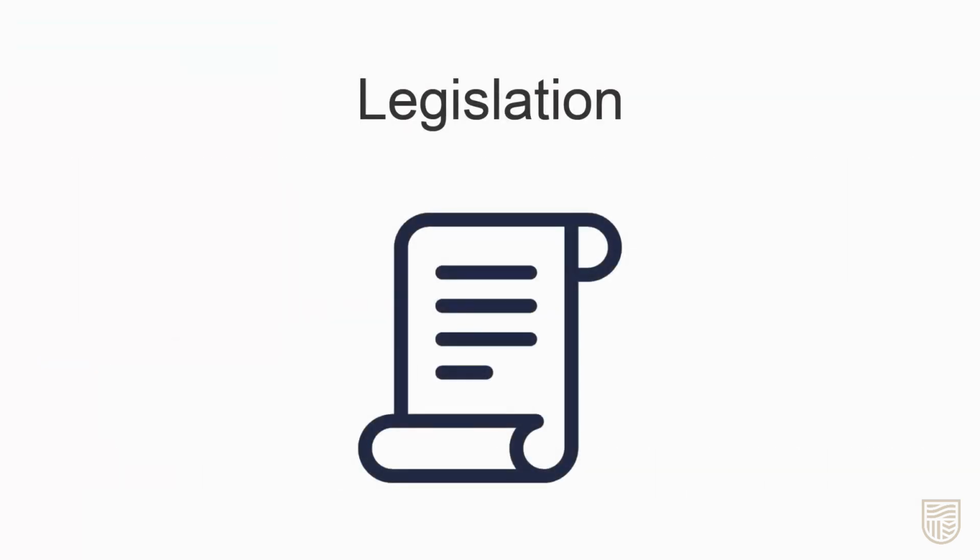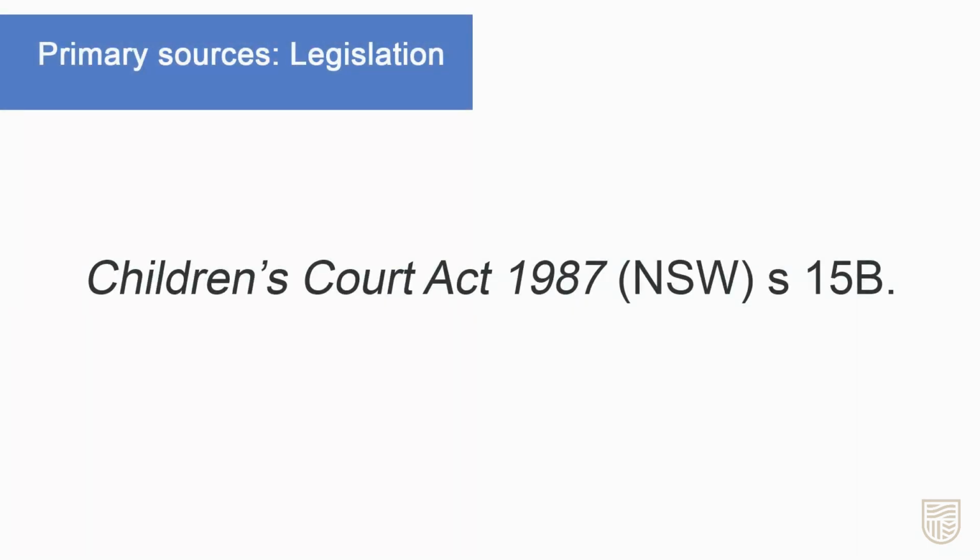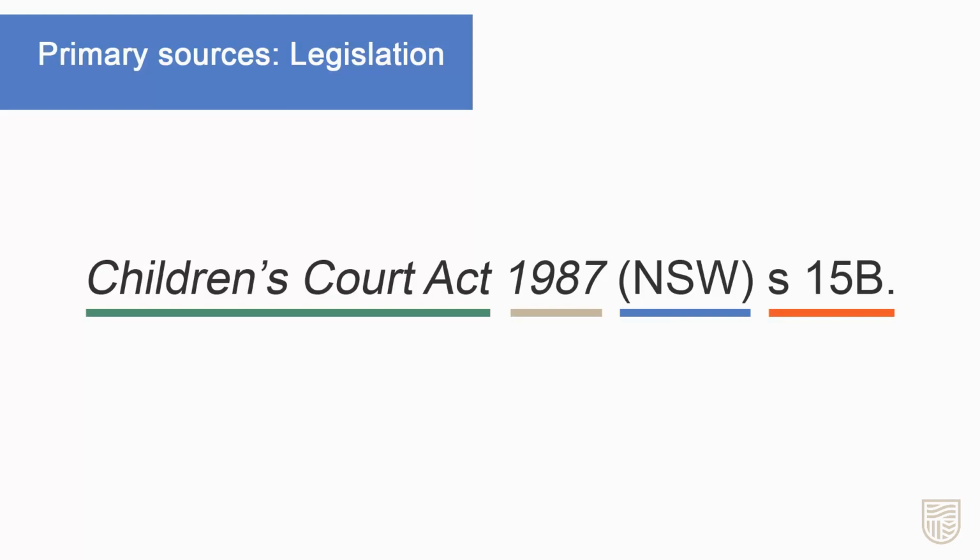Let's have a look at footnote examples for primary sources, starting with legislation. An act or statute has the following elements. The title is presented in italics, the year is also presented in italics, and the jurisdiction is abbreviated and presented in round brackets. Pinpoints for legislation are presented at the end of the footnote and are preceded by the appropriate abbreviation for the pinpoint designation. You'll find more information on legislation pinpoints in Rules 3.1.4 to 3.1.7.